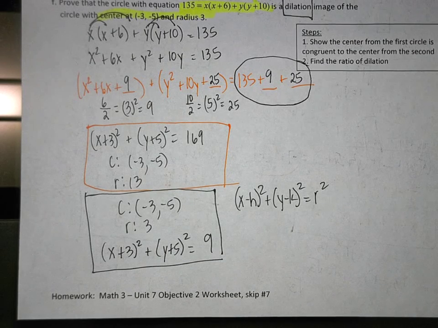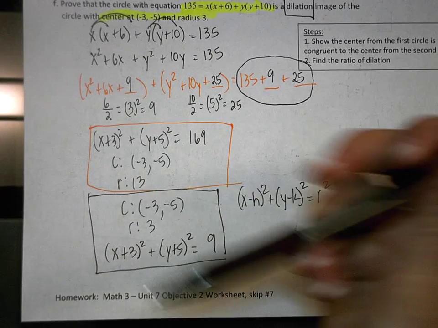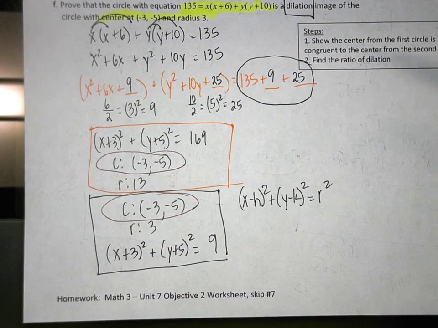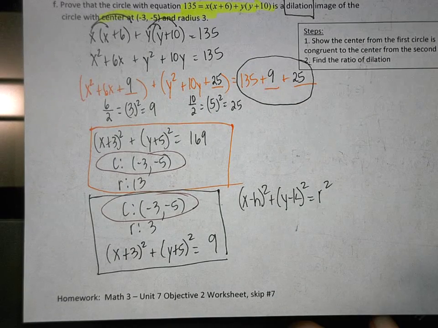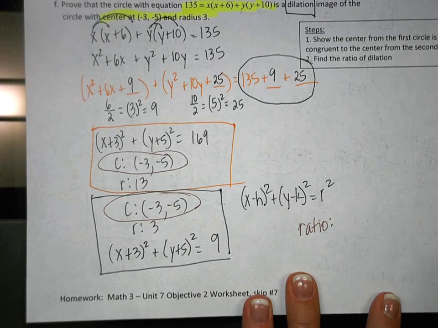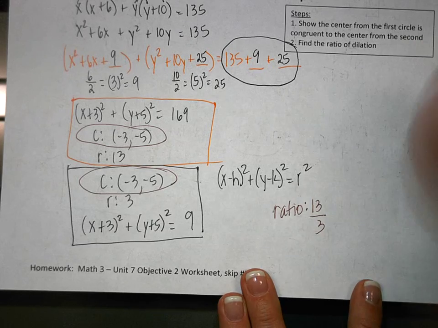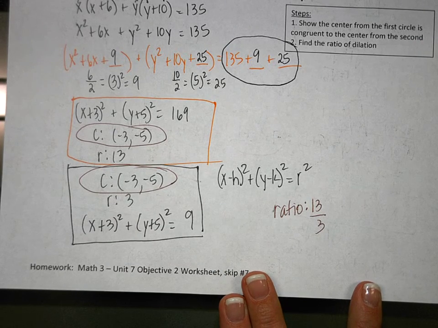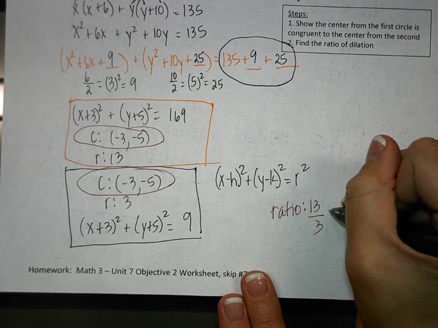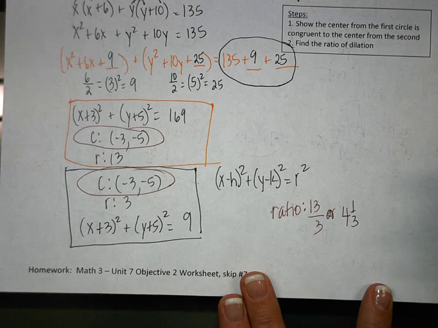Okay, so do these have the same centers, each of these equations? Yes. So we've shown that they each have the same center, and then it just says to find the ratio of the dilation. The ratio of the dilation is just 13/3. You're taking your two radii and dividing them. 13 divided by 3, you can leave it like that, or you could reduce it to 4 1/3. And that's it.